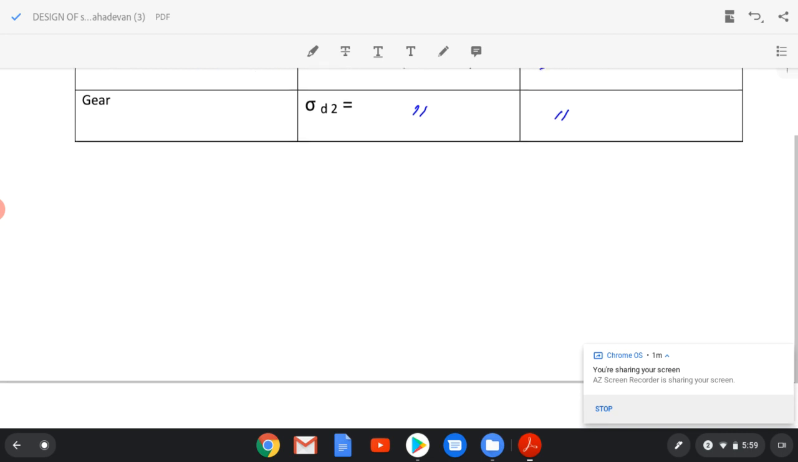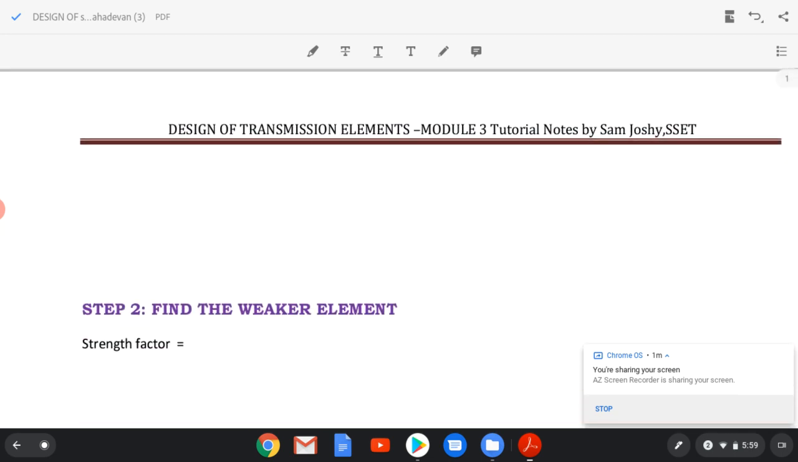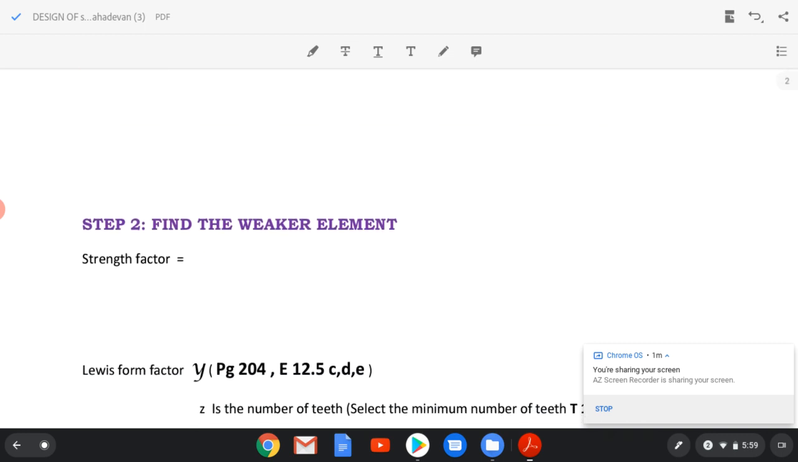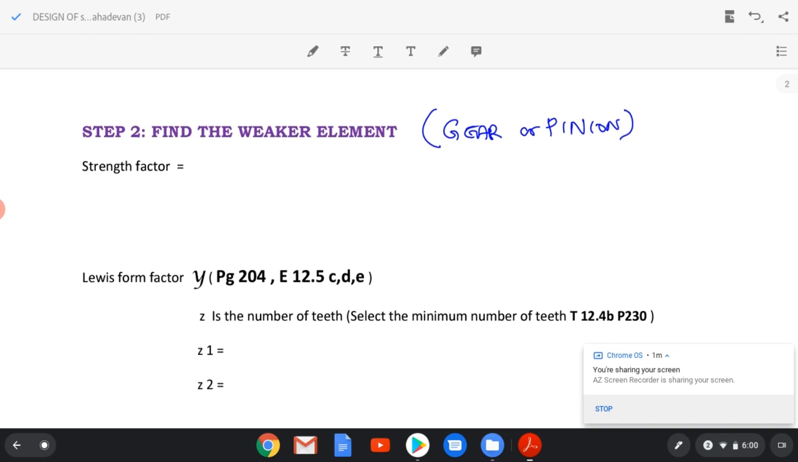Now we have to select which is the weaker element. Even though they are made of same material, they have different geometry, they have different dimensions. So we have to identify whether gear or the pinion, which one is the weaker element. For that we select a value called strength factor. Strength factor equal to sigma d into y. We have already found the value sigma d equal to 193.2 Newton per mm square.